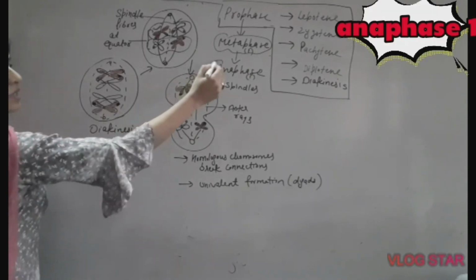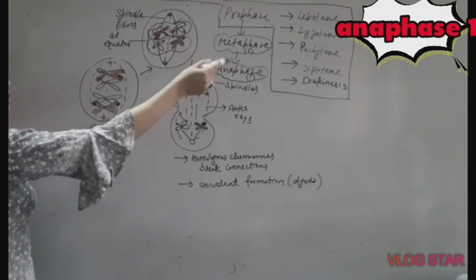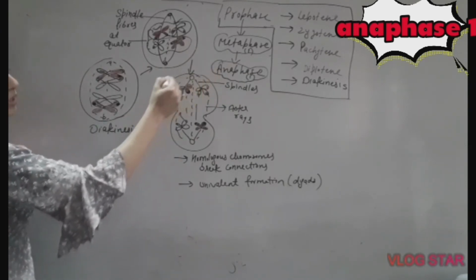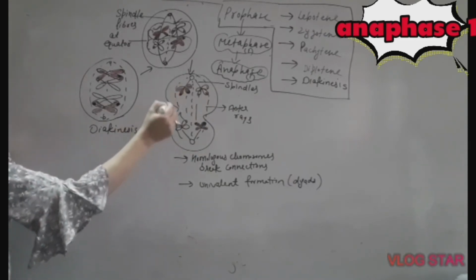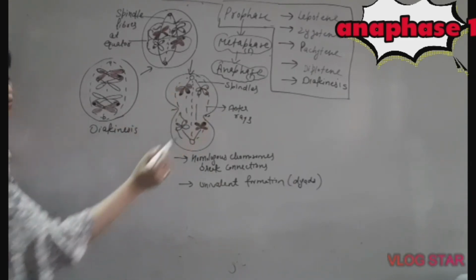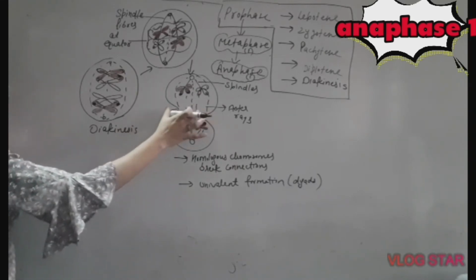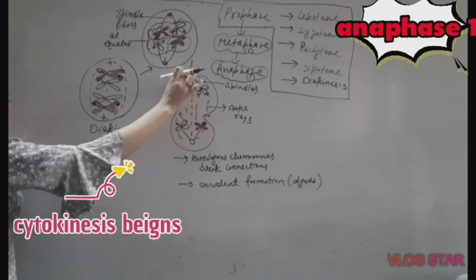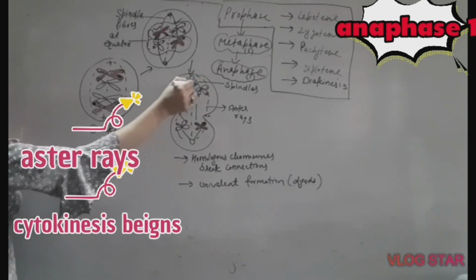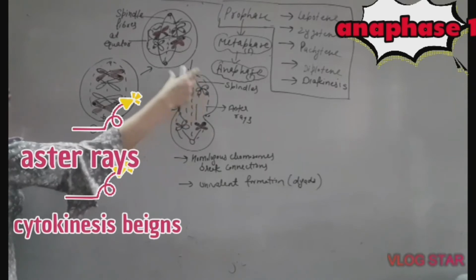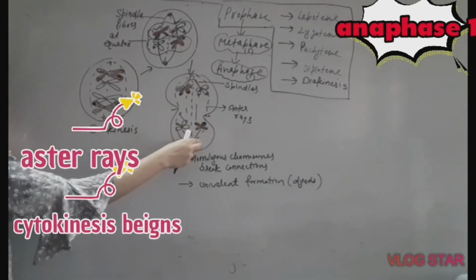Anaphase. Next is anaphase 1, which is after metaphase. So let us see the changes which we can observe in anaphase. In anaphase, what happens? First is cytoplasm constriction. The cytoplasm begins to contract and moves inward, it shows invagination. Also, spindle fibers undergo shrinkage. Due to shrinkage of the spindle fibers, it pulls the two homologous chromosomes towards the opposite poles.